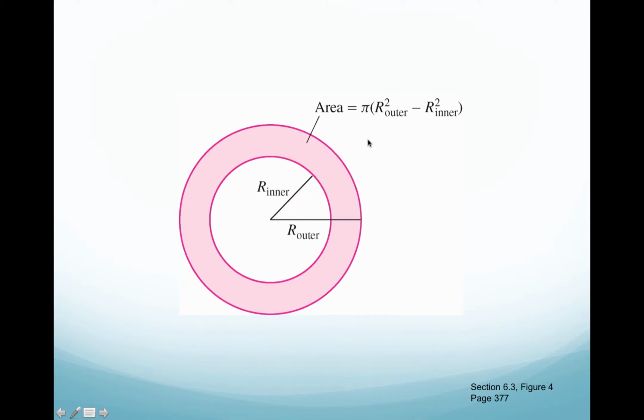Hopefully you would say, well, Mr. Havenhill, that's not too complicated. That's going to be the area of the big circle minus the area of the smaller circle, and that's easy to find. The area of the big circle would be pi times the bigger radius squared, our outer, and we would subtract from that the area of the inner circle, which would be pi times the radius of the inner circle squared.